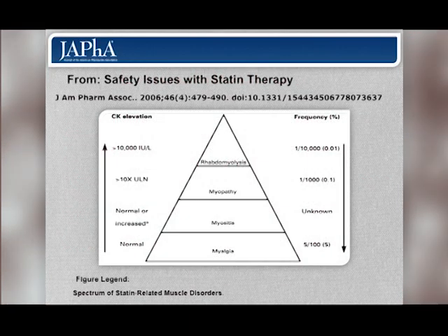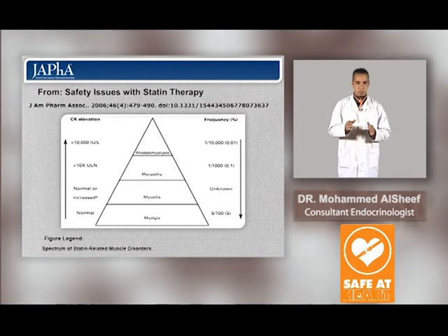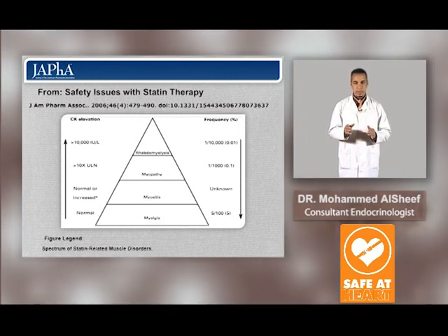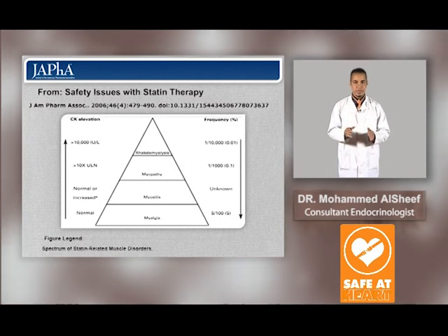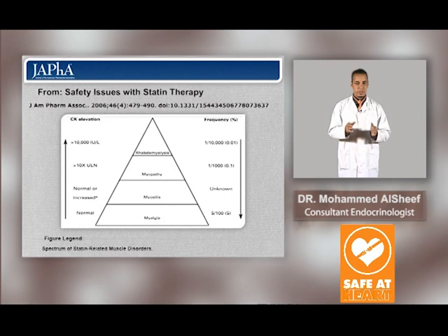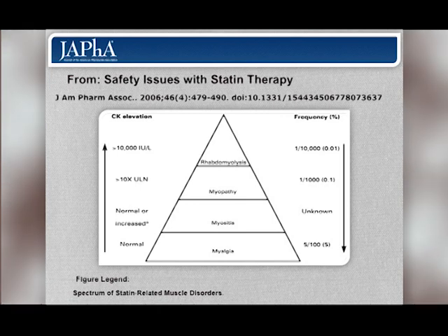Okay, the spectrum of statin-related muscle disorders: this is a pyramid. The top of the pyramid is rhabdo, which is the rarest, with an incidence of 1 in 10,000, and in some reports 1 in 100,000. And the most common is myalgia, about 5%. And in between, we have myopathy and myositis.